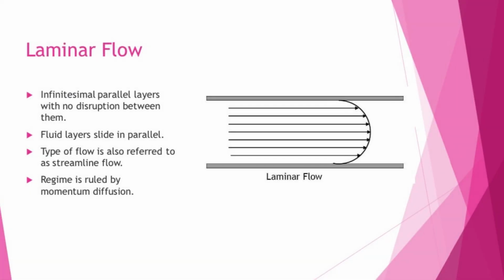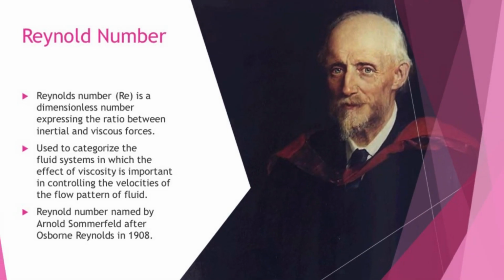Before we go further, we need to know what is laminar flow. Laminar flow is infinitesimal parallel layers with no disruption between them. For laminar flow, fluid layer slides in parallel. And this type of flow is also referred to as a streamline flow. Regime is ruled by momentum diffusion.